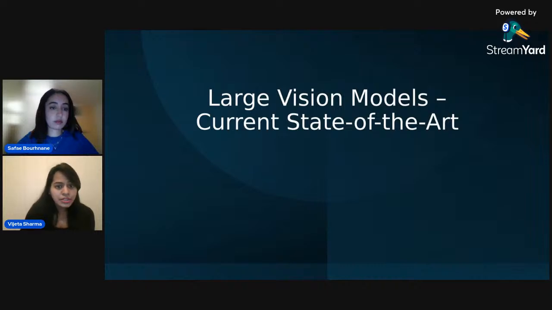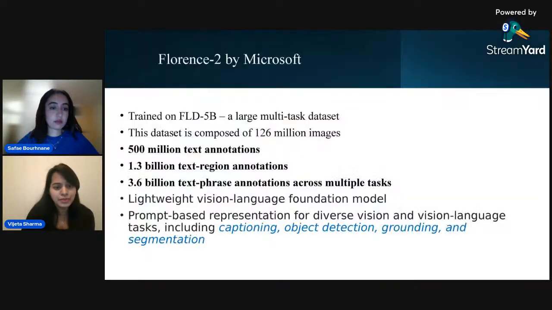Now I'll talk in short about the current state of the art large vision models. I'll not take too much time over here, because our objective is to understand how these LVM models are getting parallel training on the advanced accelerators.